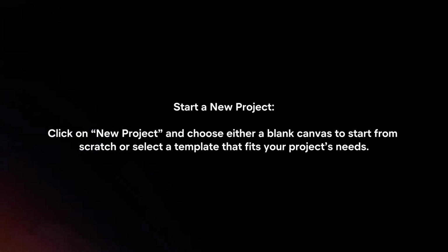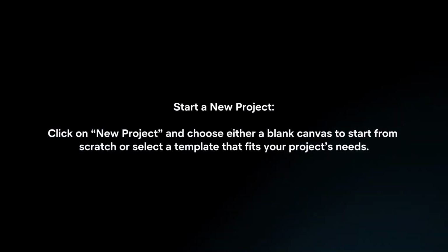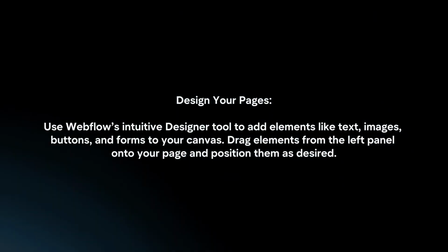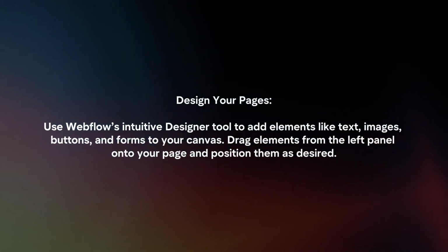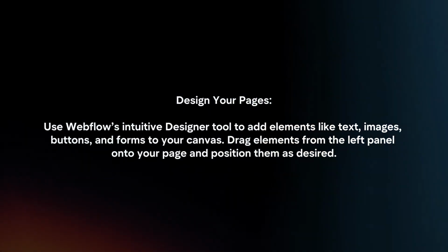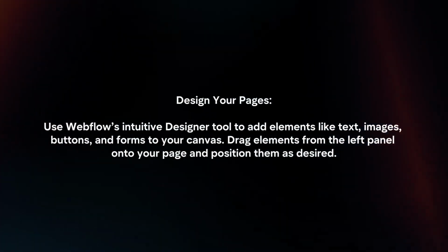Start a new project. Click on New Project and choose either a blank canvas to start from scratch or select a template that fits your project's needs. Design your pages. Use Webflow's intuitive designer tool to add elements like text, images, buttons, and forms to your canvas. Drag elements from the left panel onto your page and position them as desired.